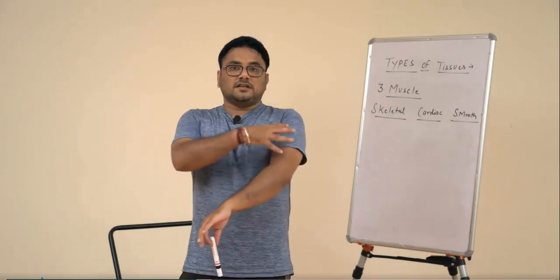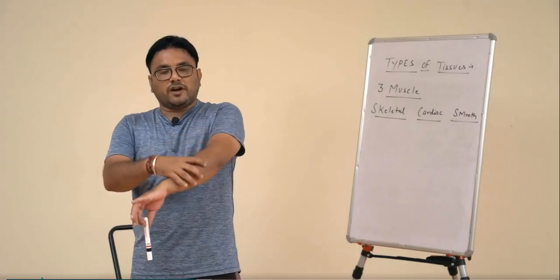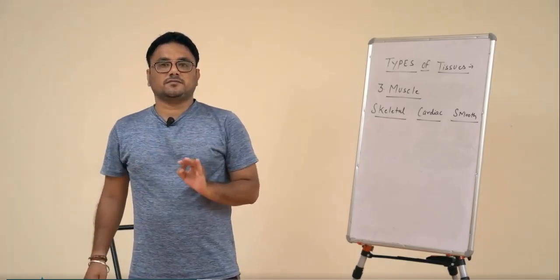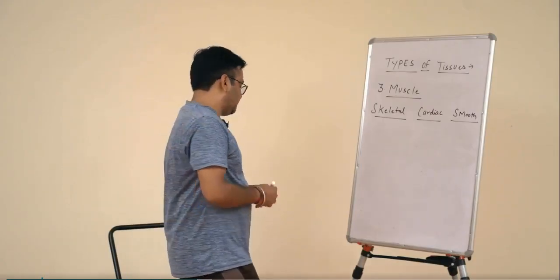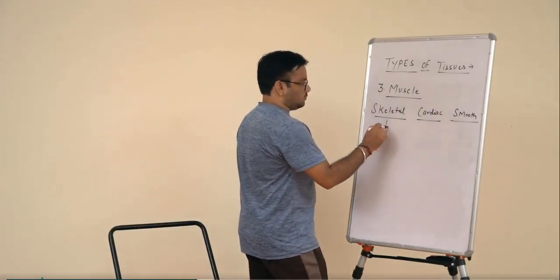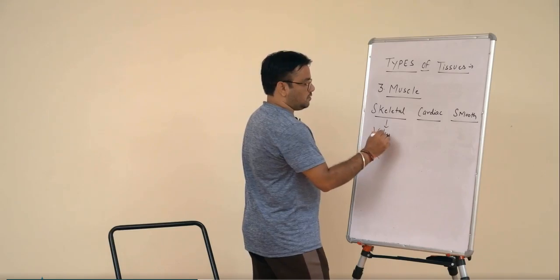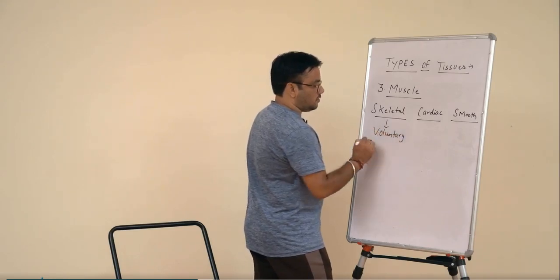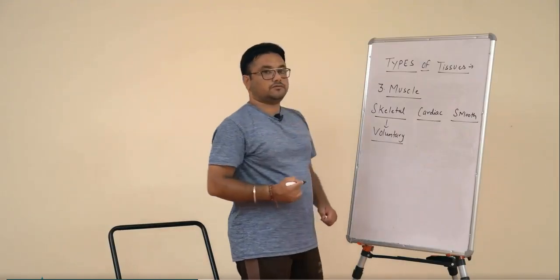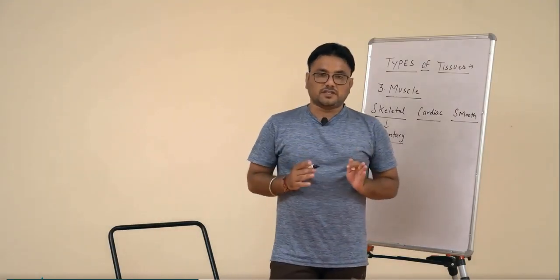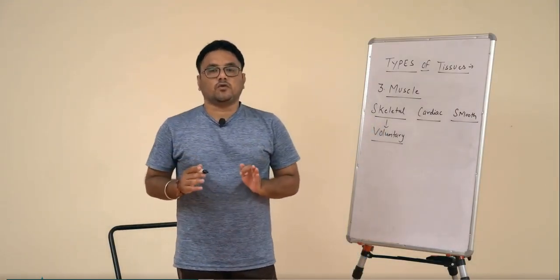And these muscles are found around your skeletal system. So these muscles are voluntary in control. We can move these muscles according to our own will.